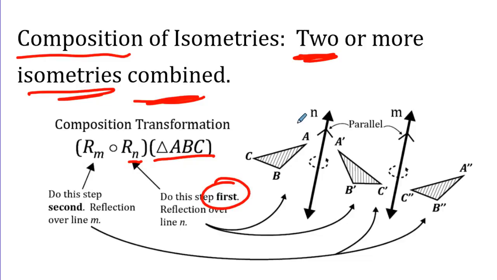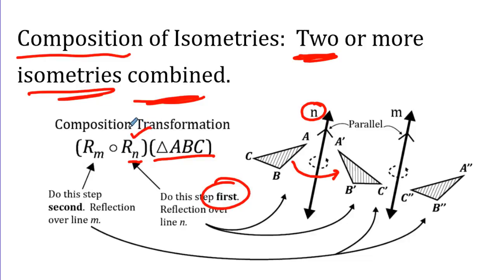Now look over here, guys. So we got the line N and we got ABC. That is that first one right there. We're reflecting that figure over line N and creating A'B'C', okay? Then first step is done. So that one is okay.